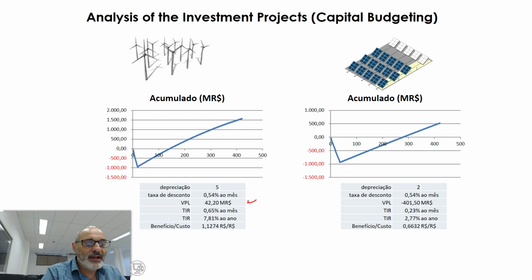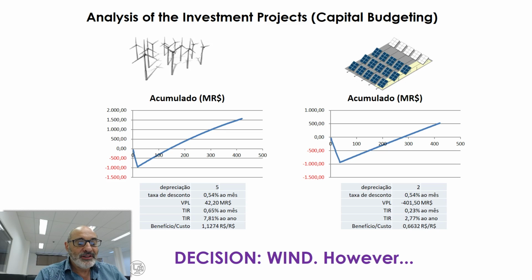If we look only at the net present value, let's look at the internal rate of return: 7.81 for the wind farm and 2.75 for the solar power plant. So the wind farm is better. Also, the relation between benefit and cost, well, the wind farm is better. Okay, so which would you decide? Obviously, the wind farm. So the decision would be wind.